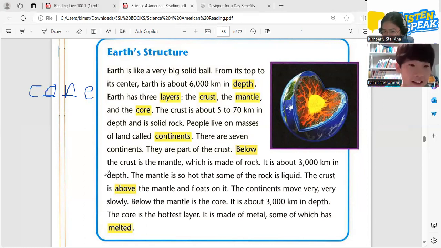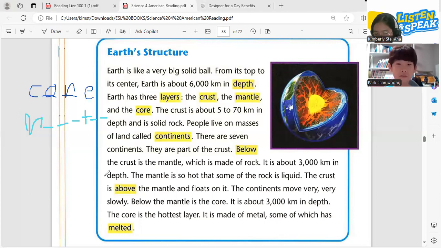Okay, I will do it. And it is a layer. It is one of the layers. Can you describe it more? It is above the core. Is it the one that is partially liquid? Yeah. Okay, I think it's mantle. Yeah. Oh, you have used the correct number of lines.